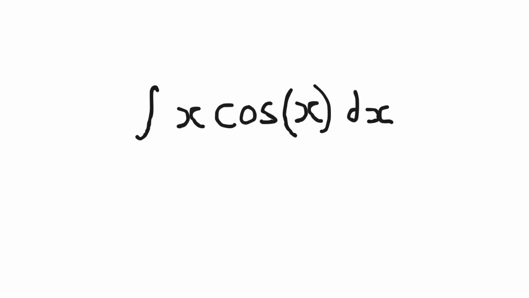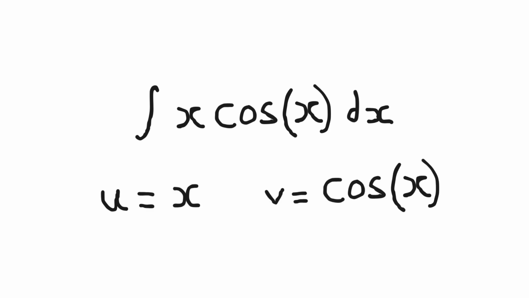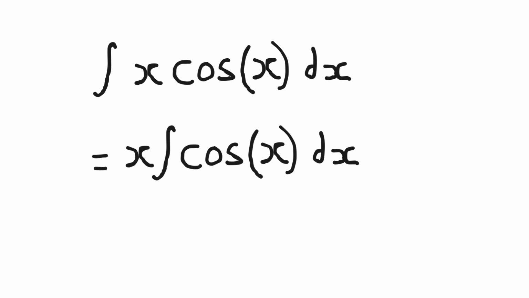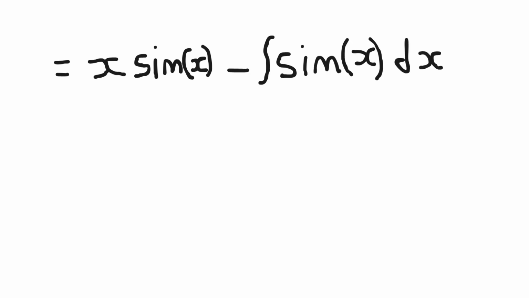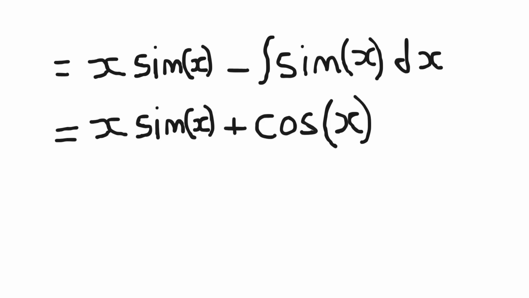Now let's use this rule in our example for today: the integral of x times cosine x dx. In this example, u equals x and v equals cosine x. So we will have x times the integral of cosine x dx minus the integral of x prime times the integral of cosine x dx. The next step is to solve, so it will be equal to x sine x minus the integral of sine x dx. And the final result is x sine x plus cosine x.